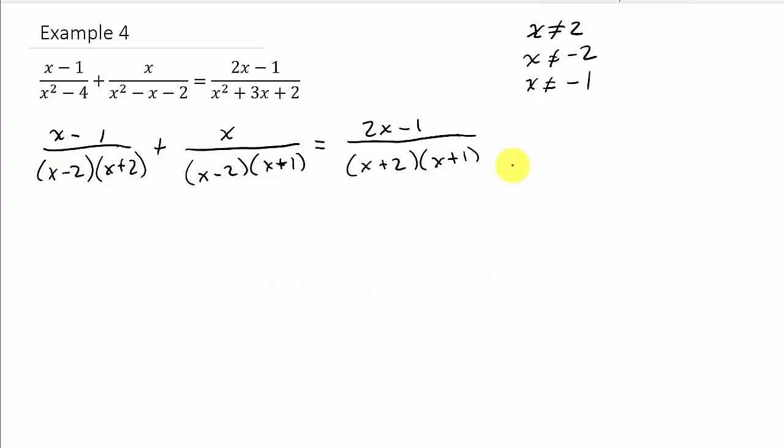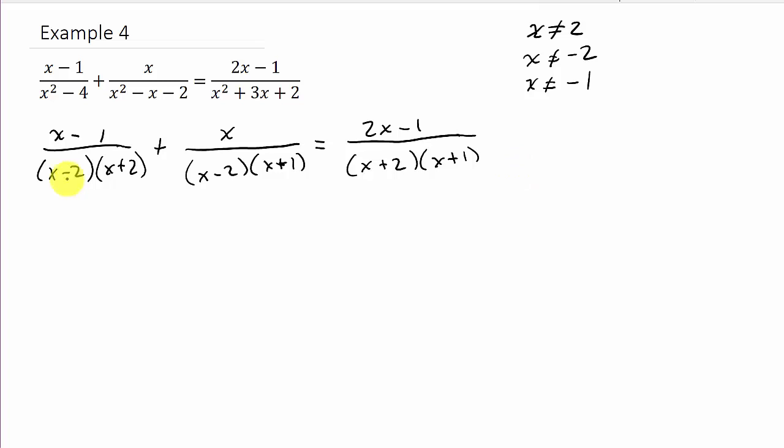Alright, so the next thing we need to do is get the common denominator, and we're going to multiply each term by the common denominator. To do that, you want to look at each different factor, and you want to use that factor the most times it appears in any of the denominators. So let's go through it.